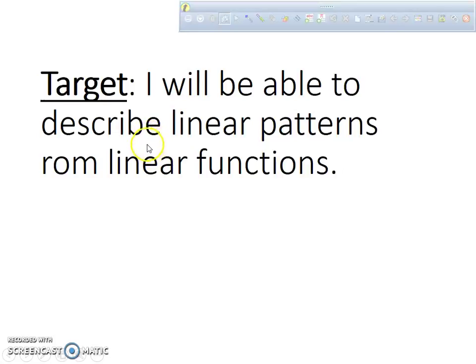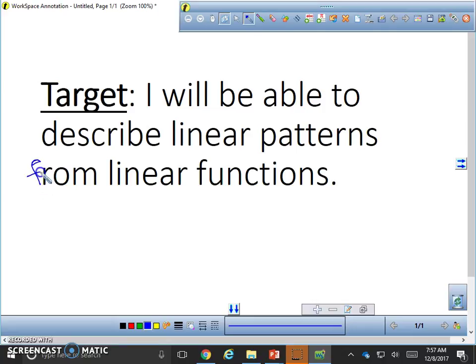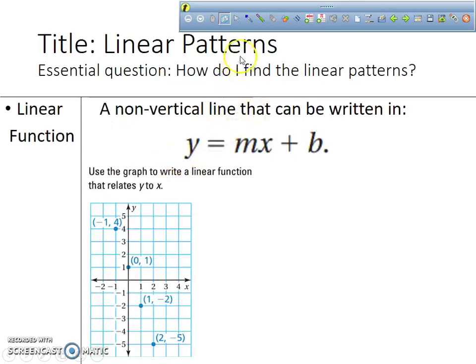Morning guys, today your target is that you're going to be able to describe linear patterns from linear functions. So let's go ahead and get started. First of all, linear patterns and how do you find them is your essential question.